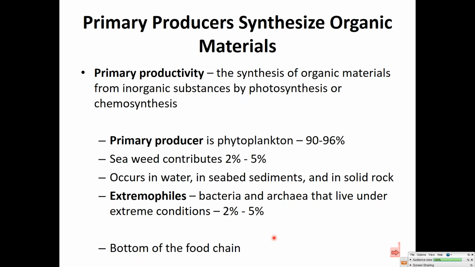These primary producers are the bottom of the food chain. That's not a bad place to be. It sounds bad, bottom, but they are the foundation of the food chain. If they go, everything else goes. They take energy from the sun and convert it into organic matter that everything else eats.